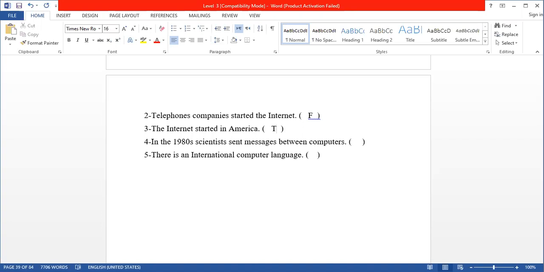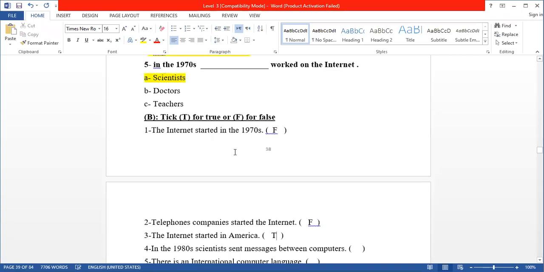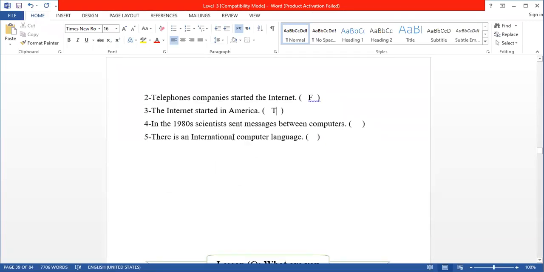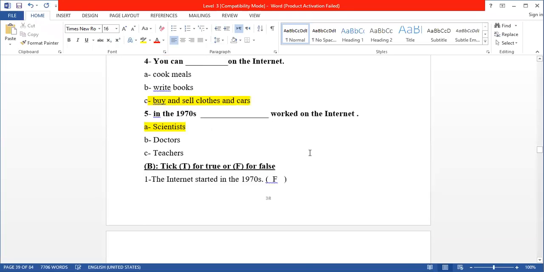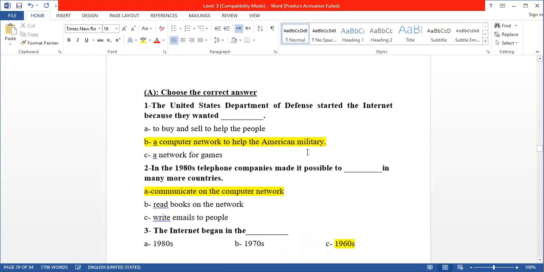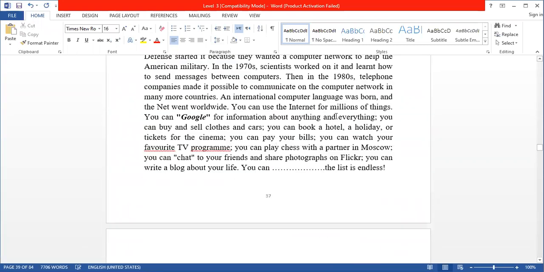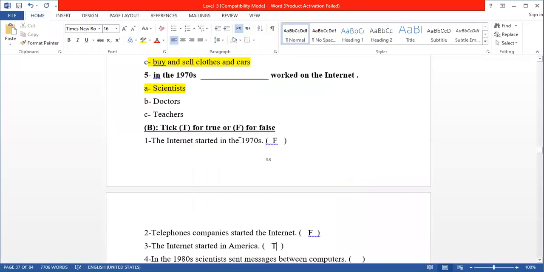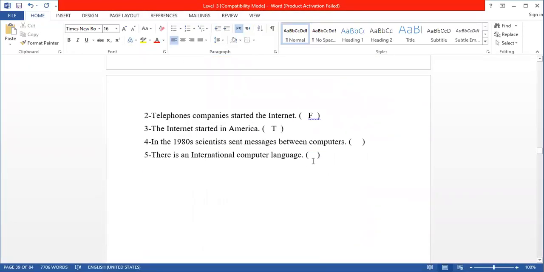In the 1960s, scientists sent messages between computers. Is it true or false? F. It was the 1970s. In the 1980s, telephone companies made it possible. So F.